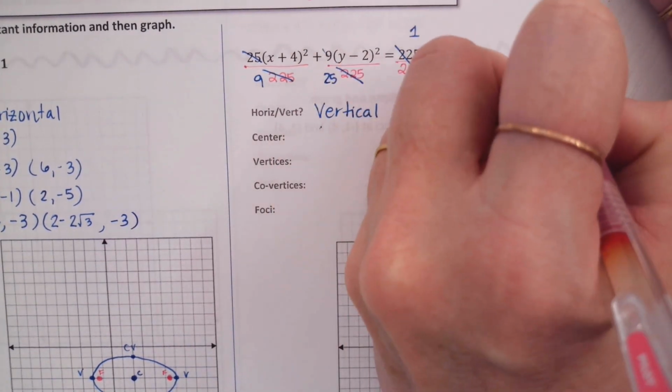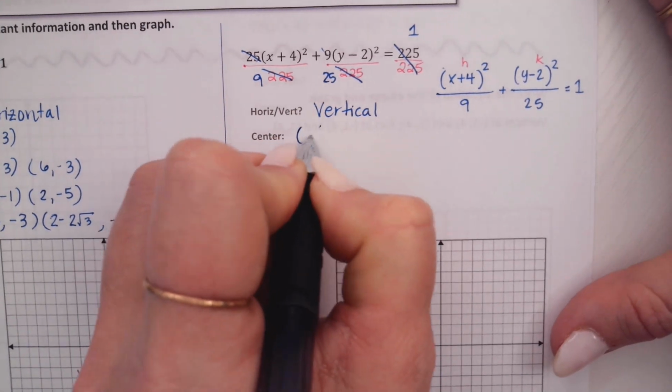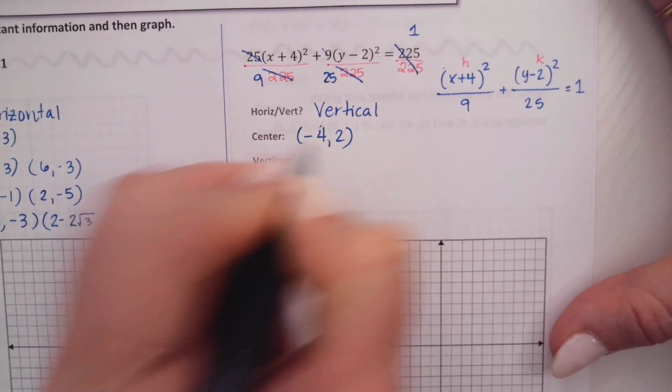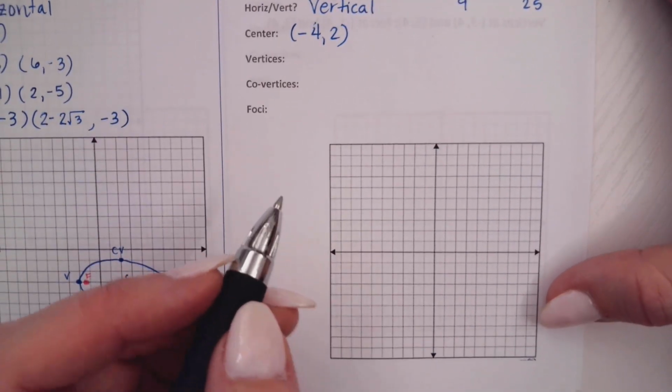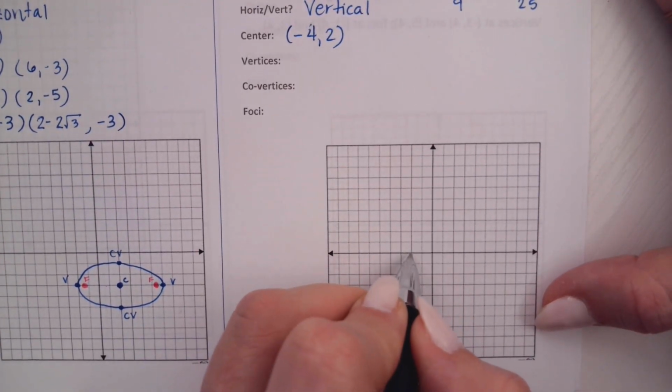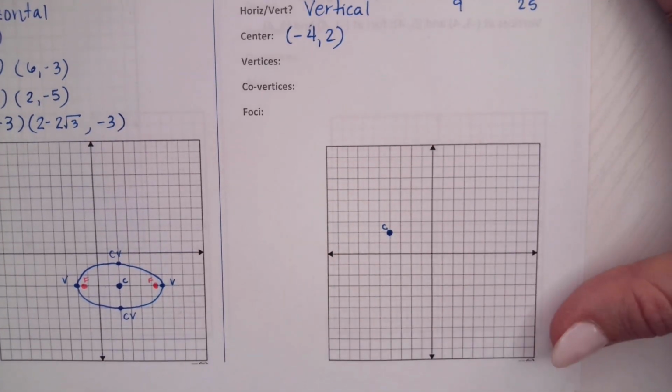Okay, our center is still at (h, k). You can see the h here, the k here. We just need to make sure we write them with opposite signs. What would my center be at? -4, 2. Very good. I'm going to go ahead and graph that center on my graph at (-4, 2). And there it is. I'll label it with a C for center.